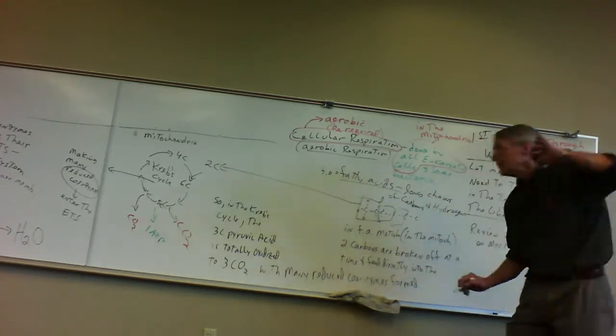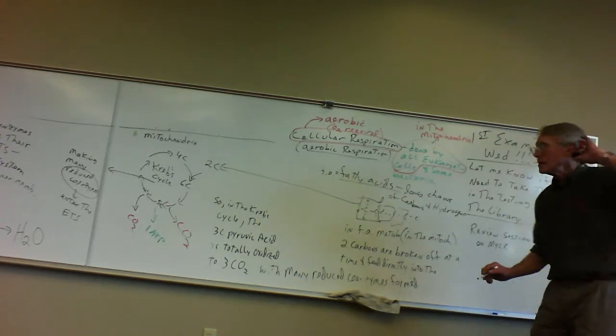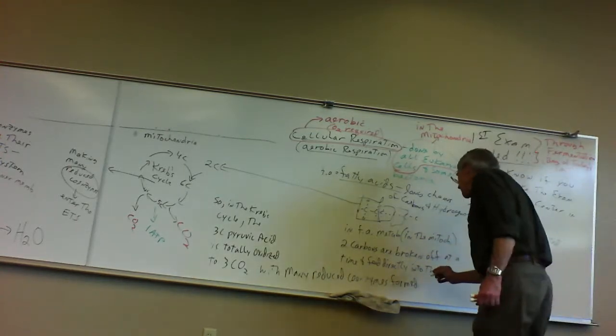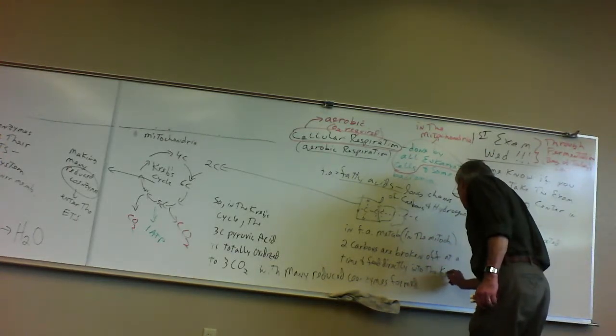Say it one more time. There's only 2 CO2 put off in fatty acid? Yeah, per 2 carbons. Yes, exactly. Feed directly into the Krebs.